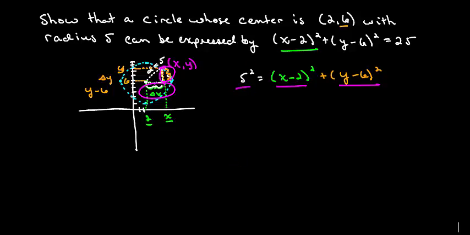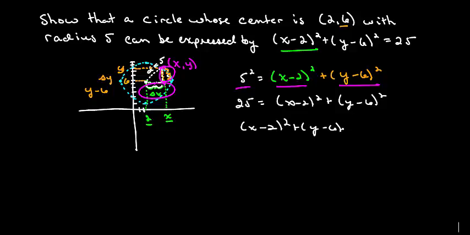And so a little bit of algebra. It says 25 is equal to (x minus 2) squared plus (y minus 6) squared. Of course, we can change sides, no problem with that. And you can see where our solution comes from. Not too hard to do.